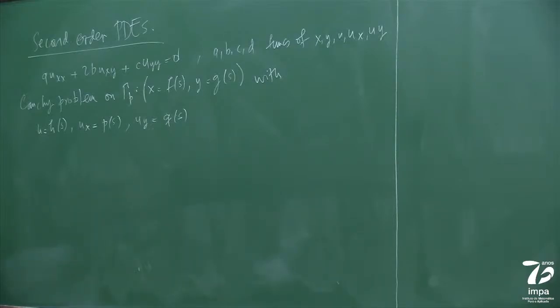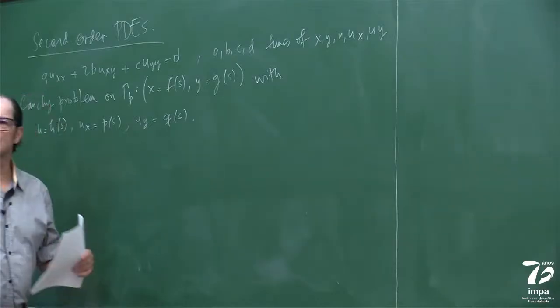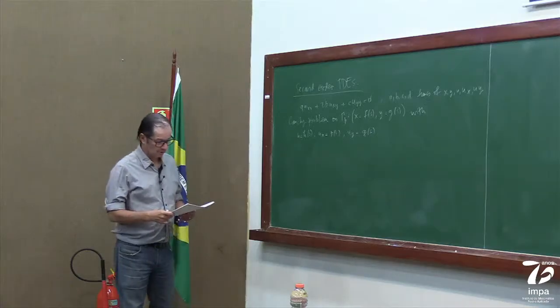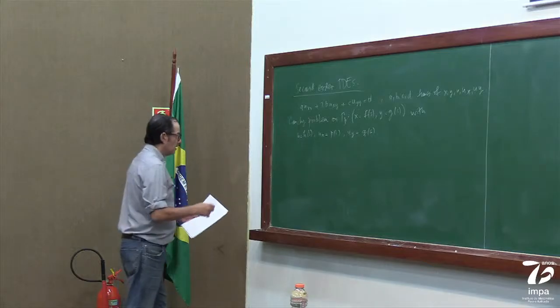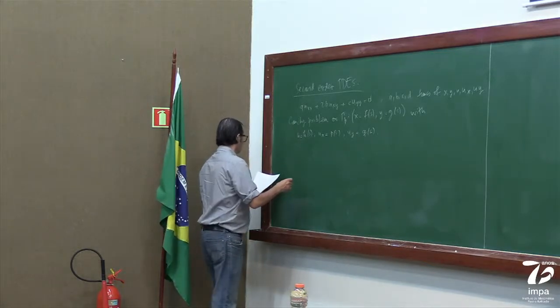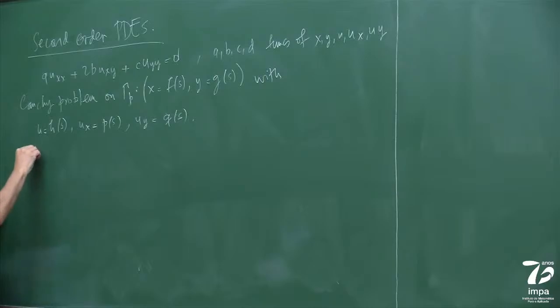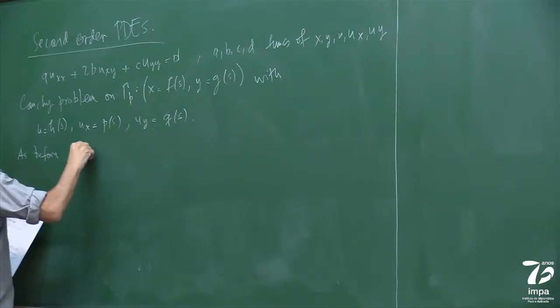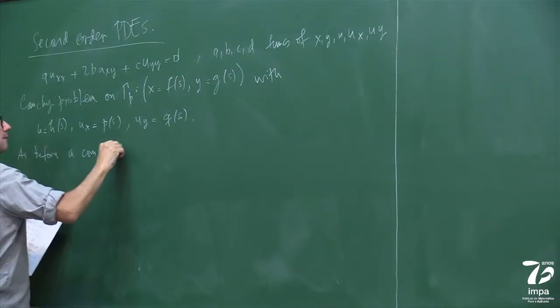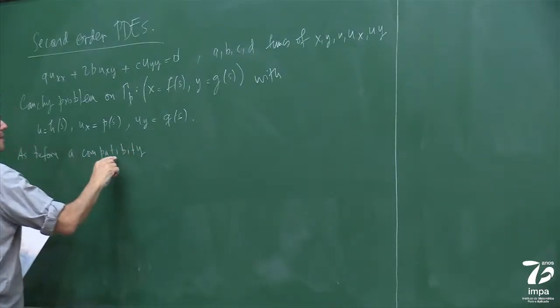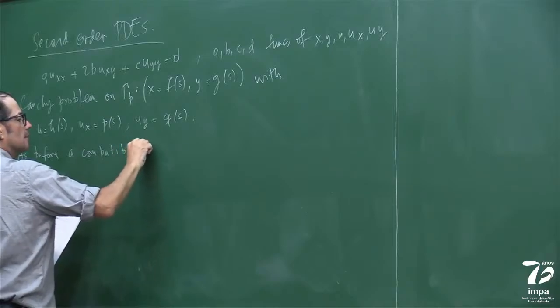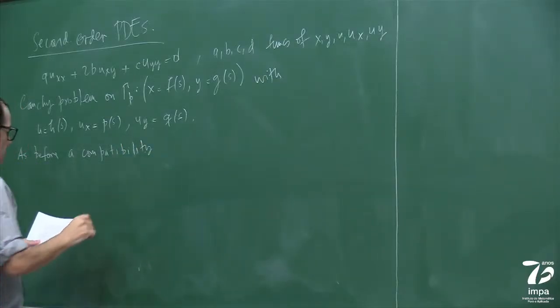And I mentioned problems where sometimes we cannot give this in full generality, right? Usually it's good to have the normal condition from the curve. And this is the place where I sort of stopped. So as before, I don't know if I wrote this in full. Let me write it now. As before, a compatibility condition arises.